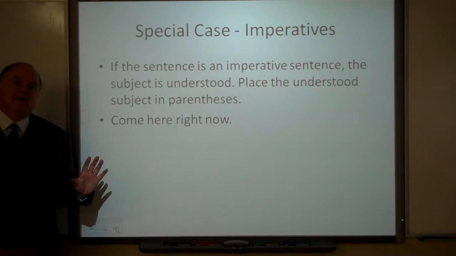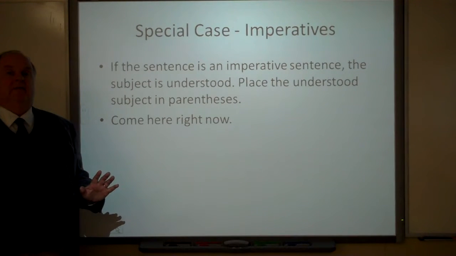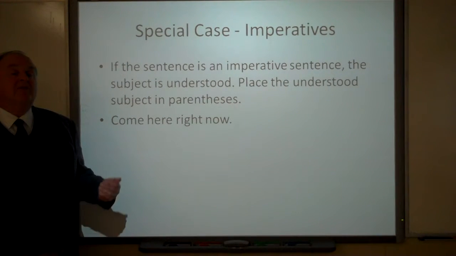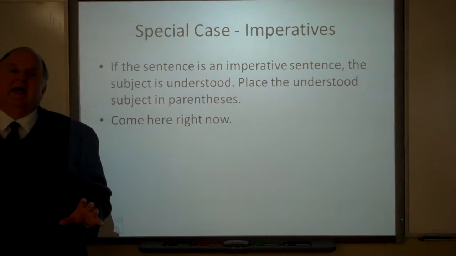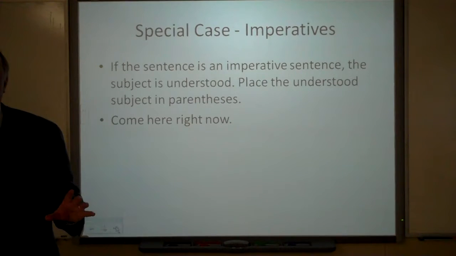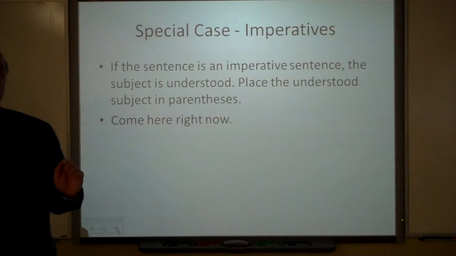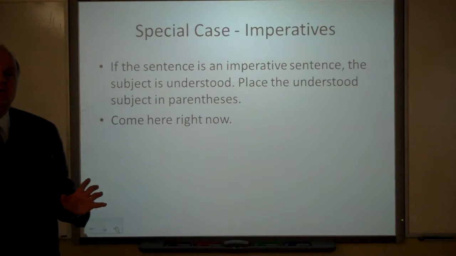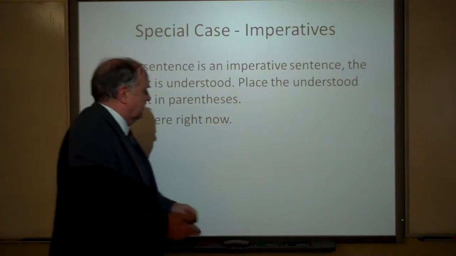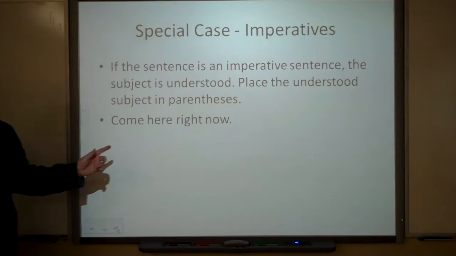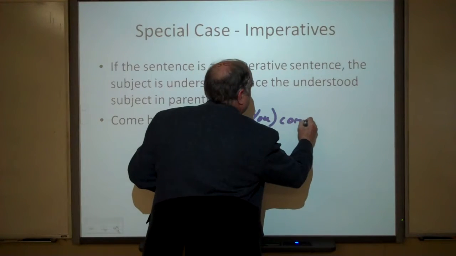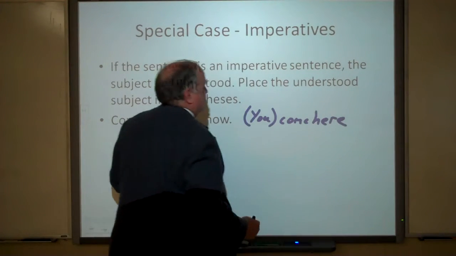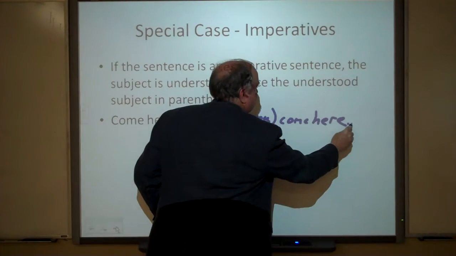Remember, if we have an imperative sentence, the imperative sentence usually drops the subject, and we say the subject is you understood. In a case like that, you write you in the subject, but you place it in parentheses to show that it's a you understood. It's not actually in the sentence. So here's a sentence. Come here right now. We understand that it's saying you come here right now. And that you is the subject.